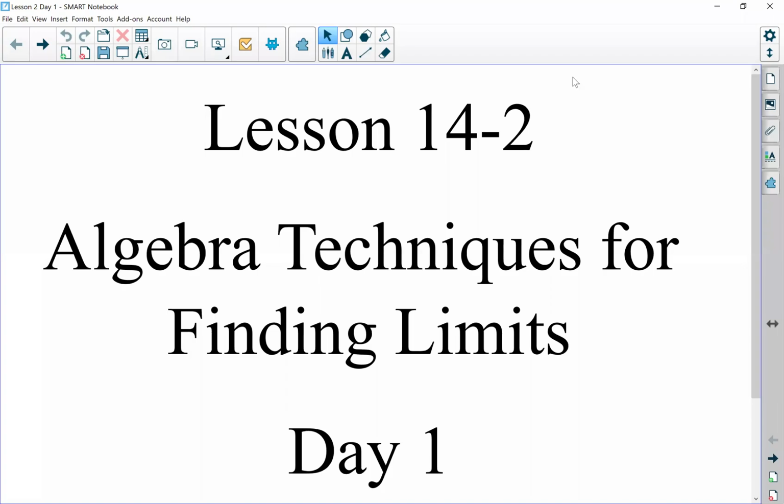So Monday and Tuesday, or not Monday and Tuesday, Tuesday and Wednesday, we talked about finding limits of functions using tables and graphs. And that's great, but it's not always convenient to have a table and a graph. So today and tomorrow, we're going to look at some algebra techniques for finding limits. And you'll find today anyway, everything is pretty straightforward, pretty simple.